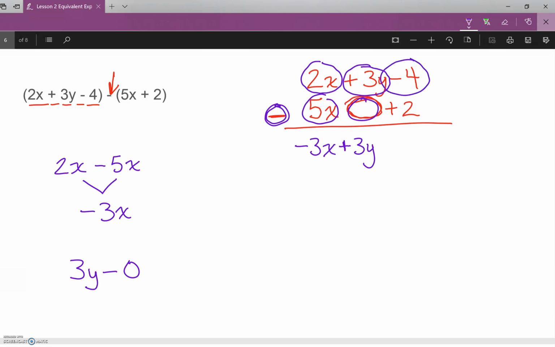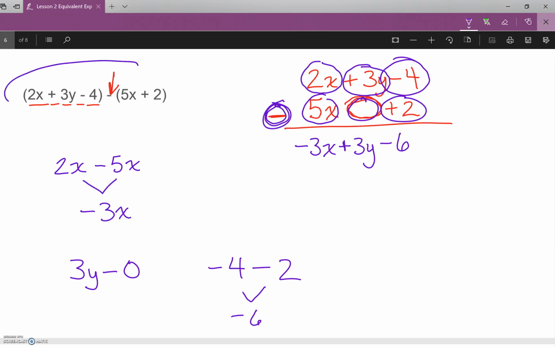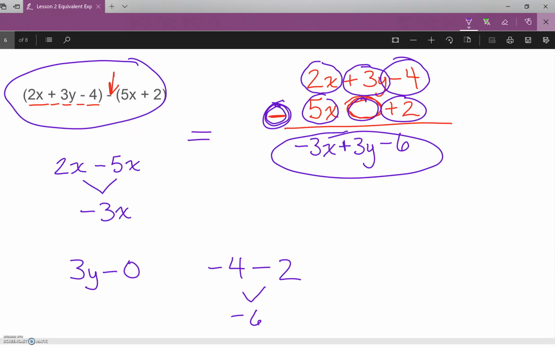Last step, negative 4 minus 2. Going to be negative 6. And we're done. So this expression is equivalent to this new expression. If we picked a value for x and y, we would get the same answer in both expressions.